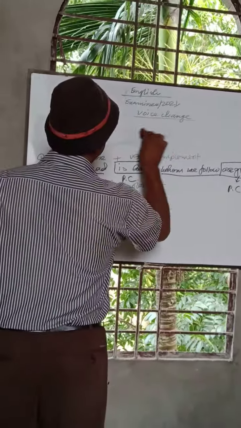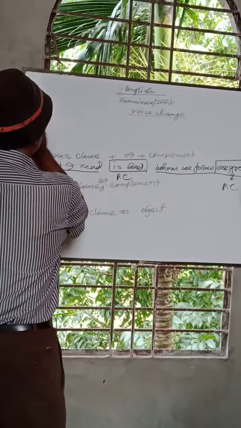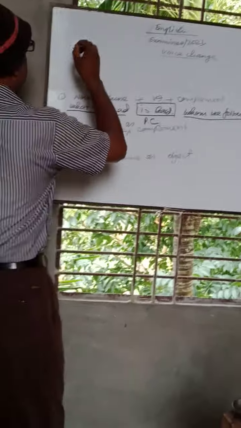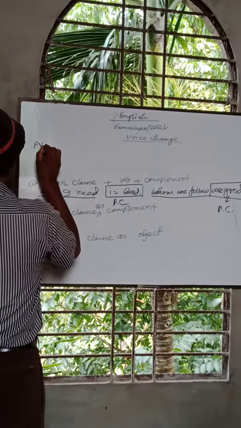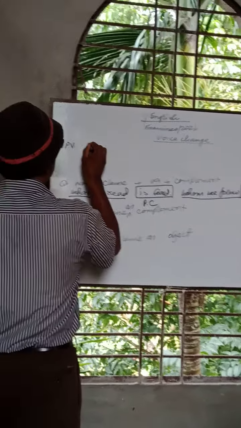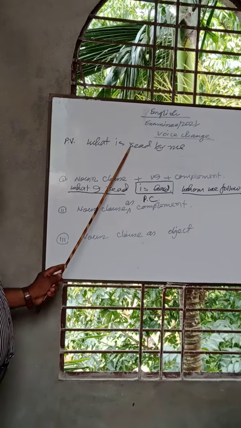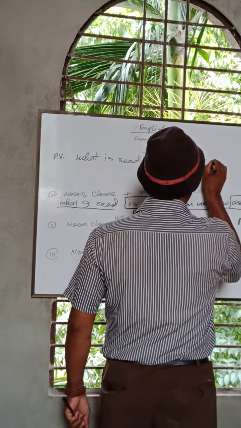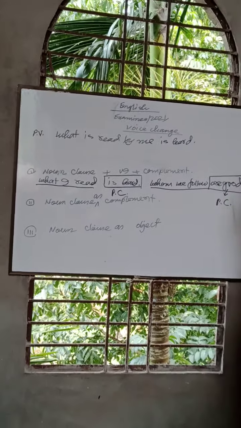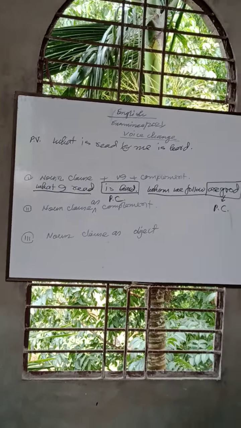Let us solve it. How can we solve it? Maybe what is read by me. Okay, we have done the voice change. What is read by me? The voice change is okay. Is hard. I think it is very easy. What is read by me is hard.